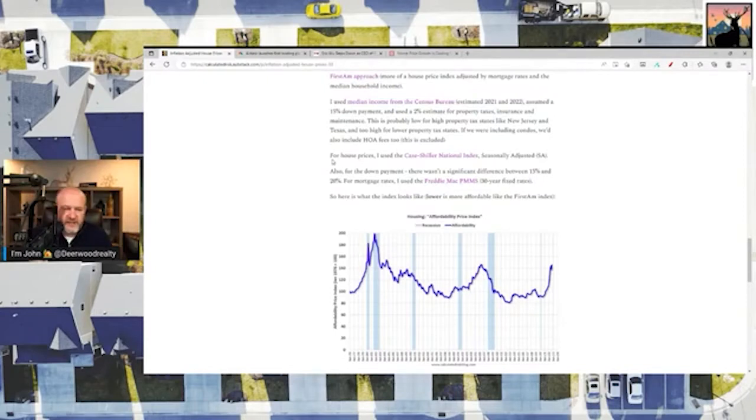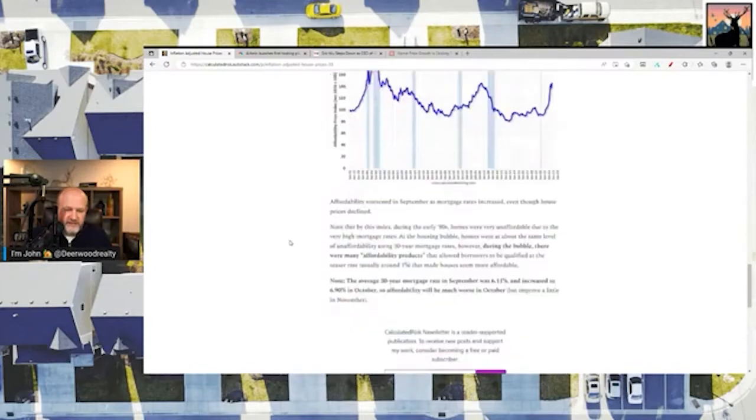For the house prices, I use the Case-Shiller National Index, seasonally adjusted. Also, for the down payment, there wasn't a significant difference between 15% and 20%. For mortgage rates, I use the Freddie Mac PMMS 30-year fixed rate. So here's what the index looks like now. Lower is more affordable, like the First American Index. So if you're going down, that's good. You're going up, that's bad.